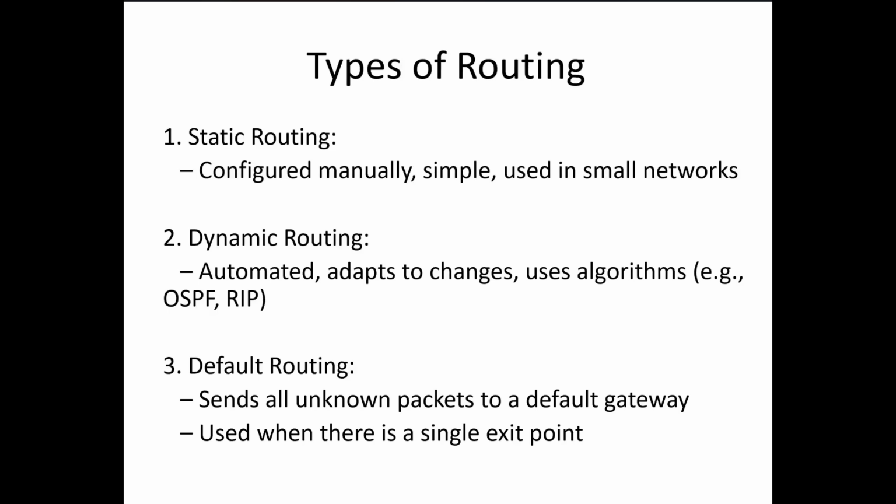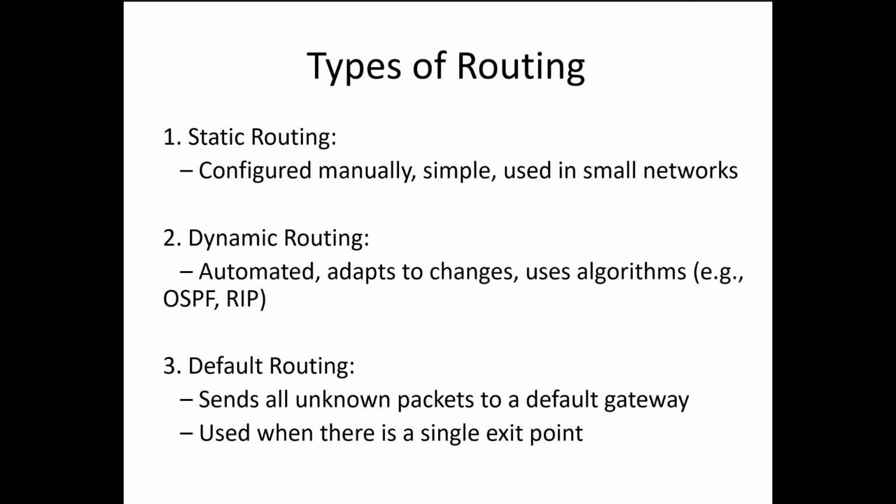Now the second one is the dynamic routing. It is automated, it adapts to changes and uses algorithms. Mainly in dynamic routing, the router automatically keeps learning and keeps updating the routes itself. Like for example, Google Maps. It will keep updating our routes whenever there is traffic. So similarly, this is what happens in dynamic routing. It will keep learning and keep updating its routes according to whatever traffic is occurring.